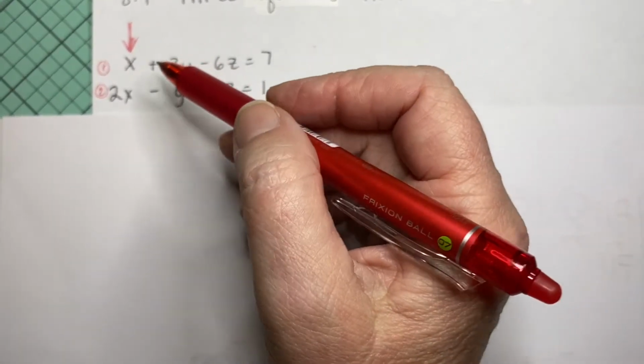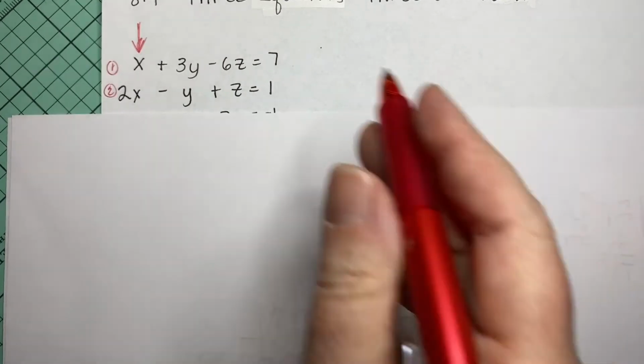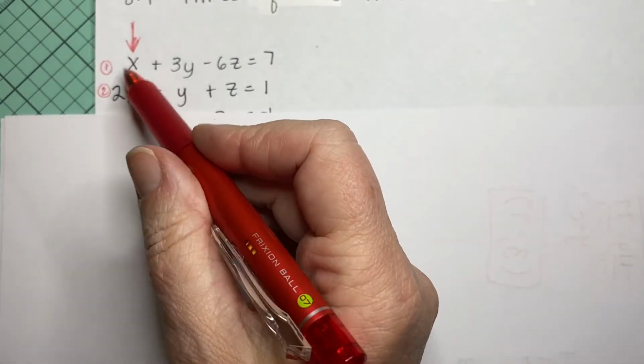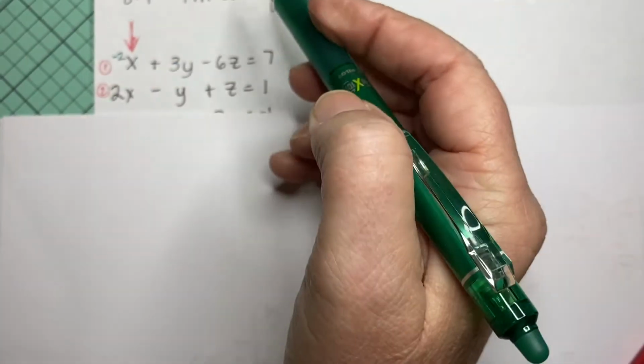So we want to look at 1 and 2 and get rid of x. And so in order for the x's to cancel out, let me do this in green. Do you see that this would need to be a -2?